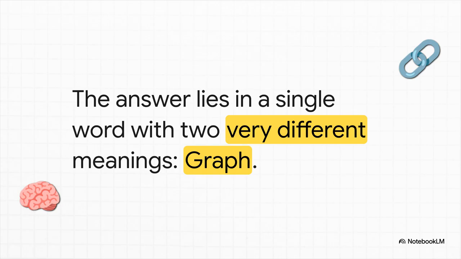And the solution to that rigid, one-way street problem? It all comes down to a single word: graph. But here's the twist. In the world of AI, that word means two completely different things. And understanding that difference is the key to unlocking how today's most powerful AI agents are built.